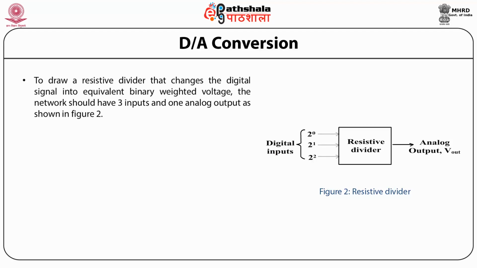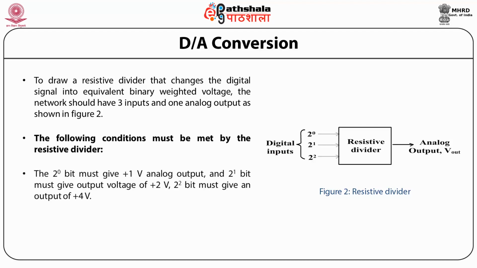To draw a resistive divider that changes the digital signal into equivalent binary weighted voltage, the network should have 3 inputs, that is, the digital inputs 2 raised to power 0, 2 raised to power 1 and 2 raised to power 2, and one analog output V output, which is shown in the figure. The following conditions must be met by the resistive divider.